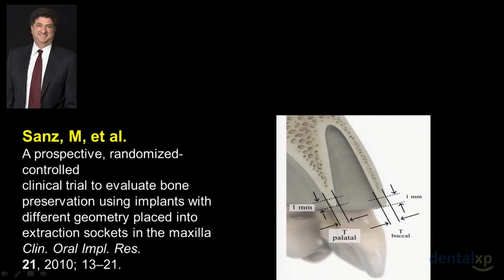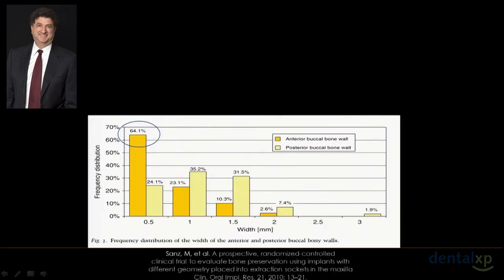Now, what distance was this? Look carefully. 64%, 2/3, had only 0.5 millimeters of thickness. Are we in trouble? We're in trouble. And another 23% had 1 millimeter. So 90% of the buccal plates were 1 millimeter or less, and most of them were 0.5 millimeter. So what happens when you take a tooth out? What does the research show?